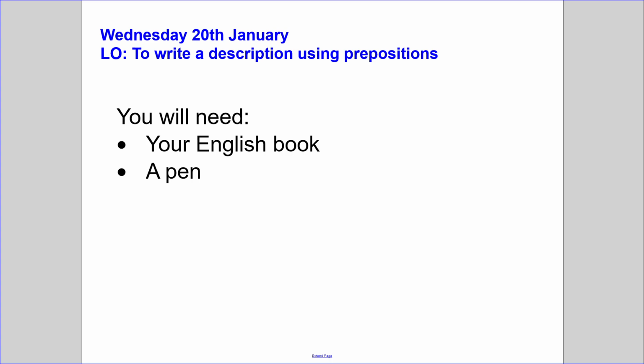So first of all you will need your English book and a pen, and you will need to write today's date and learning objective. To write a description using prepositions. Pause until you are ready.